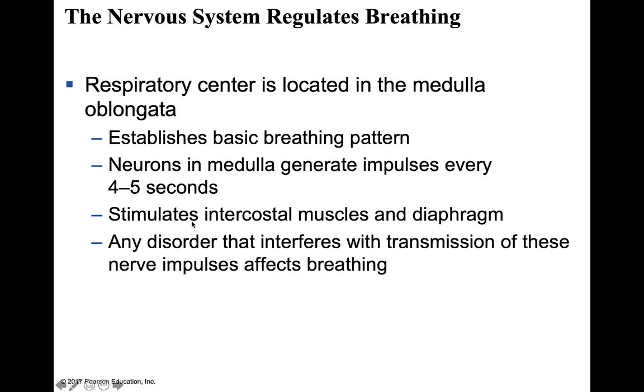Any disorder that interferes with transmission of these nerve impulses will affect breathing. If you have a relatively high spinal cord lesion, a perfect example is Christopher Reeve, the famous actor, who had an equestrian accident, thrown from his horse, and ended up with a very high lesion, I think about C3. He was a quadriplegic after that accident and spent his time afterwards on a ventilator because, once again, because of the nerve lesion, he was not able to activate the muscles of inspiration. So he needed assistance through the machine to do that for him.